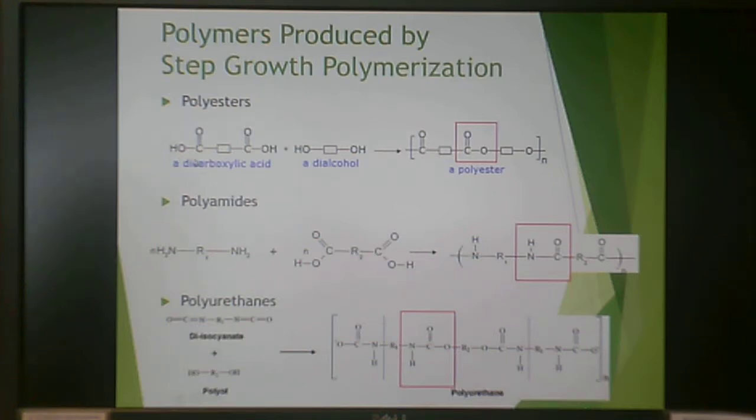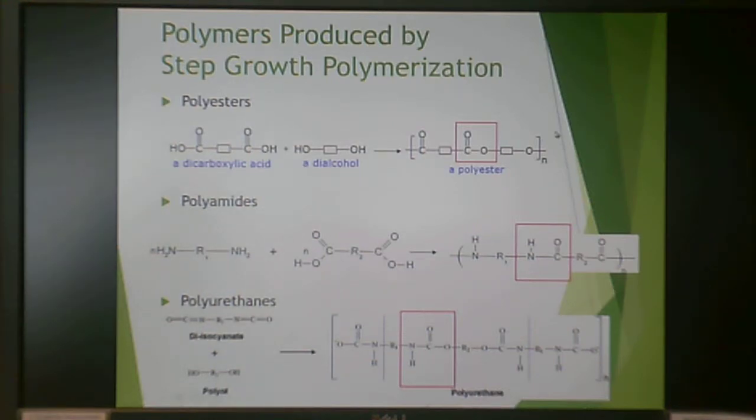Polyesters have 2 dicarboxylic acid groups, that's what these are, and they react with an alcohol to create a polyester. So when we're talking about step growth polymerization, we're talking about multiple polyester bonds that are formed between a carboxylic acid and an alcohol. So this creates a polyester, and this is your repeat unit.